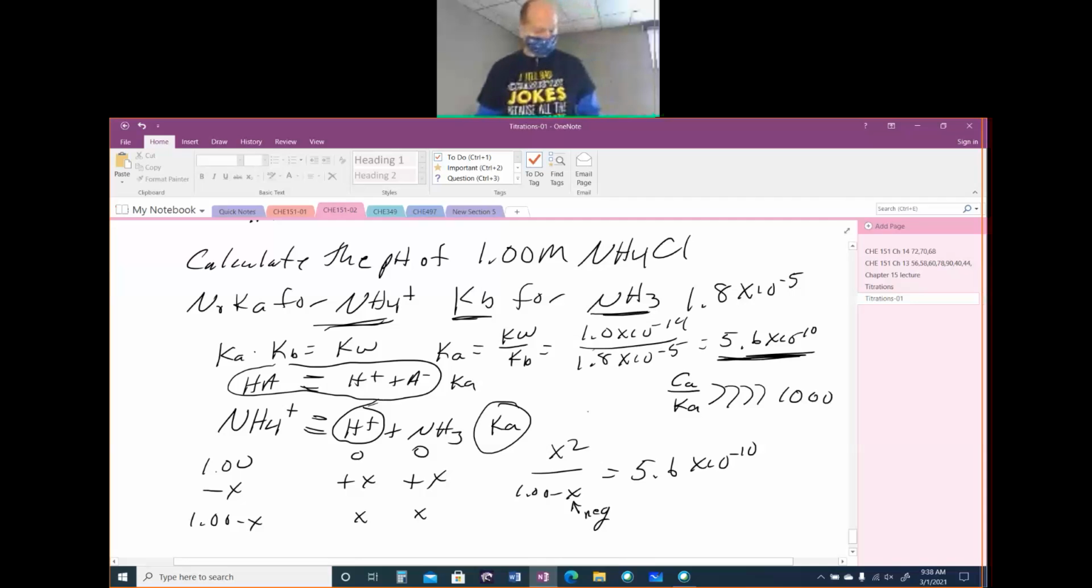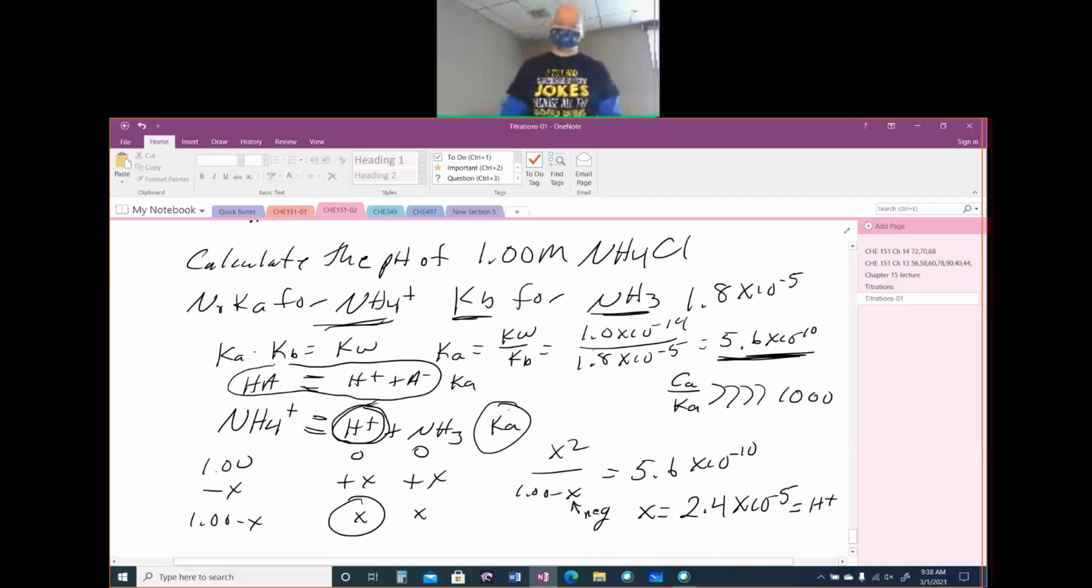And that gives us 2.4 times 10 to the minus 5. All right, and so that's x, and we see that in our equation x is H plus. That's another thing you always have to check: is x the H plus, is x the OH minus, is x either one. You have to know what your x value is. All right, and so it says calculate the pH, so we have to take the negative log of that. And we get a pH of 4.63.